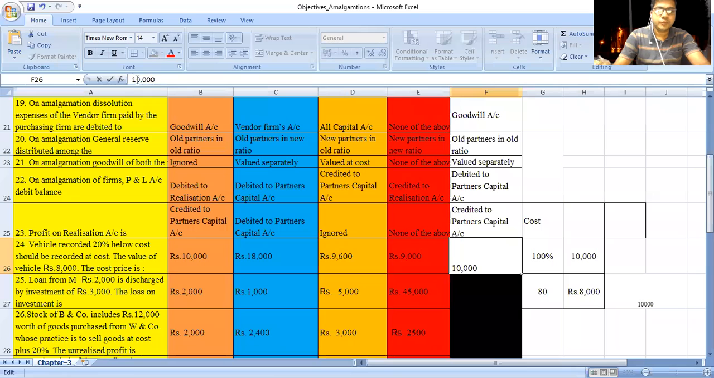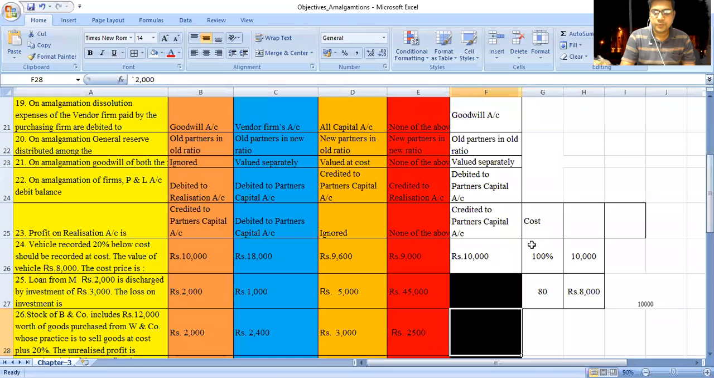Yes, I hope you understood how to solve. It is very important. They say that below 20% means 80% is the value they are providing. So 100% means how much? We do the cross multiplication and we get the answer 10,000. Now next.